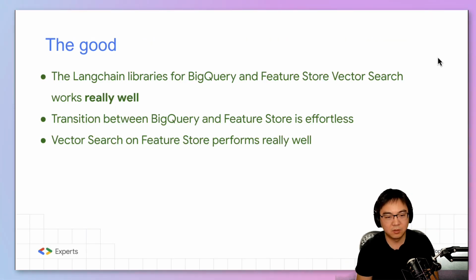So just a few summaries here. The good part: the LangChain libraries for BigQuery and feature store vector search work really well. There are a few glitches in there, but you could basically point to either one, right? So if you have a vector store instance of either BigQuery or the feature store, you can easily transition between the two, right? So from your experiment into online serving, you could easily try that.